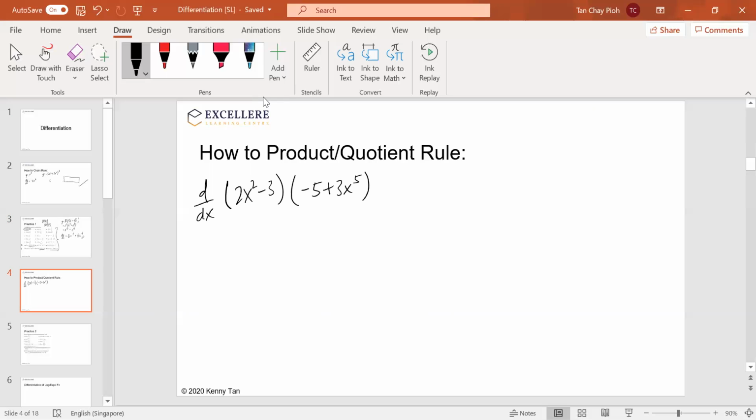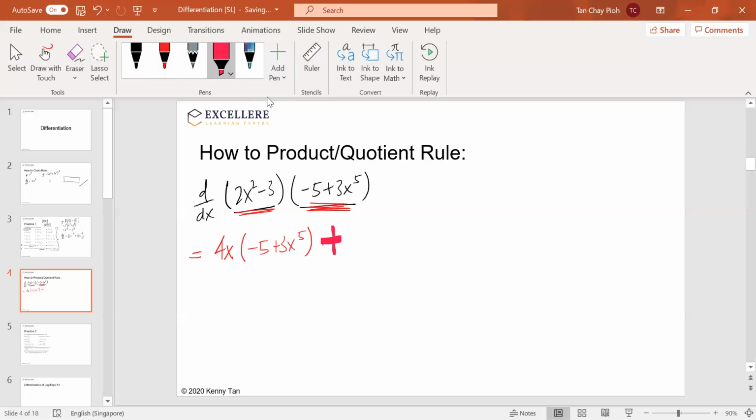To do product rule, you will have two terms multiplied together, one term and a second term. Whichever term comes first, you differentiate it first. So in this case, I'm going to get 4x. You're going to differentiate one at a time, which means that after differentiating the first term, you're going to hold the second term. Plus. Take note, it's a plus.